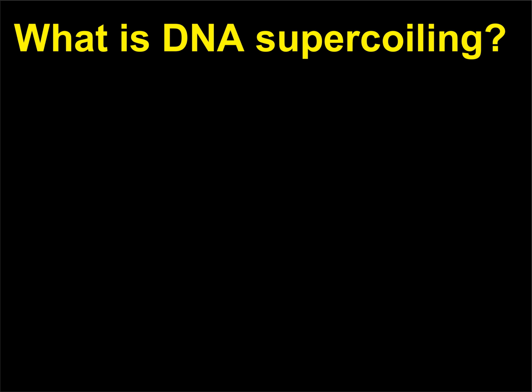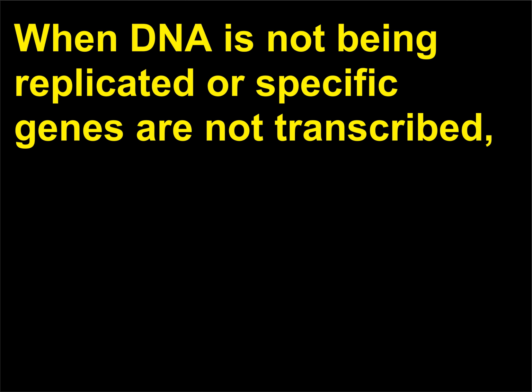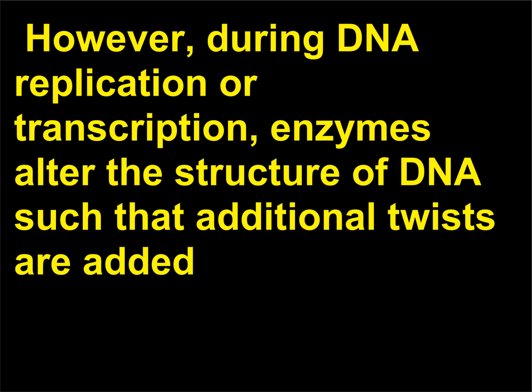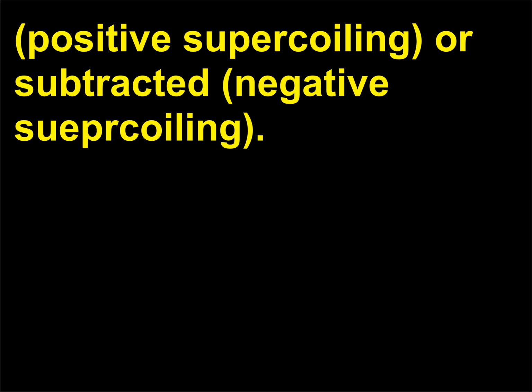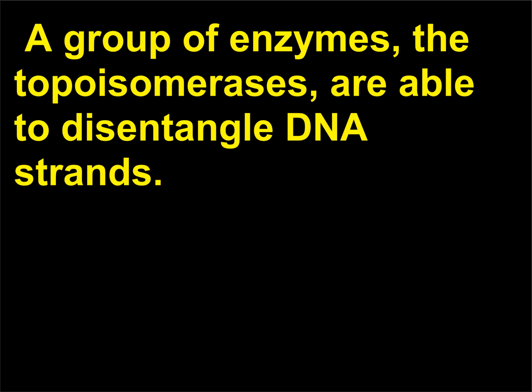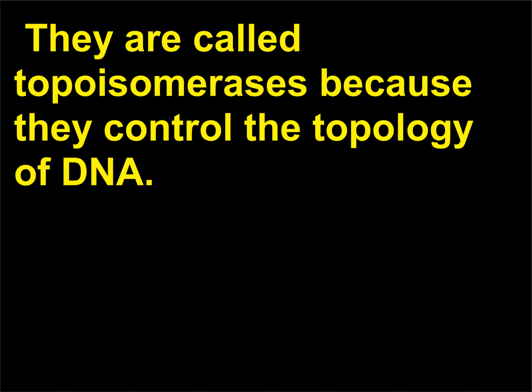What is DNA supercoiling? When DNA is not being replicated or specific genes are not transcribed, its normal form is two strands twisted around a helical axis, much like a spiral staircase turning clockwise. However, during DNA replication or transcription, enzymes alter the structure of DNA such that additional twists are added, positive supercoiling, or subtracted, negative supercoiling. Either type of supercoiling makes DNA even more compact. A group of enzymes, the topoisomerases, are able to disentangle DNA strands. They are called topoisomerases because they control the topology of DNA.